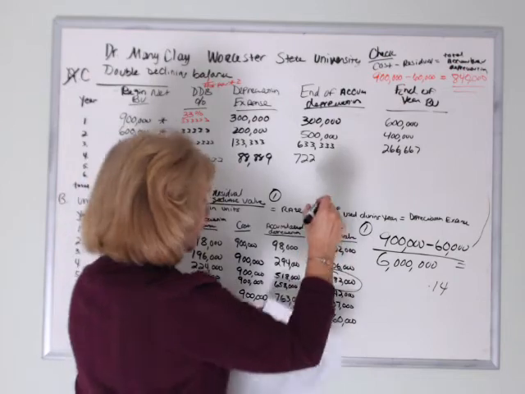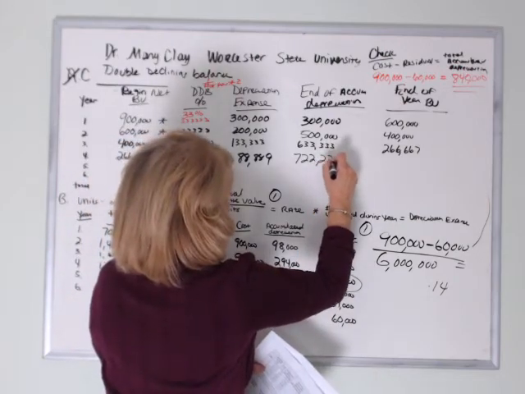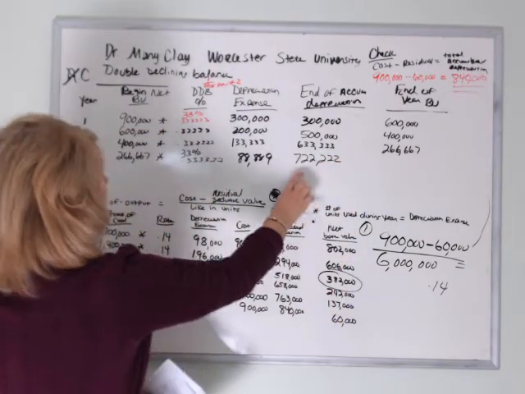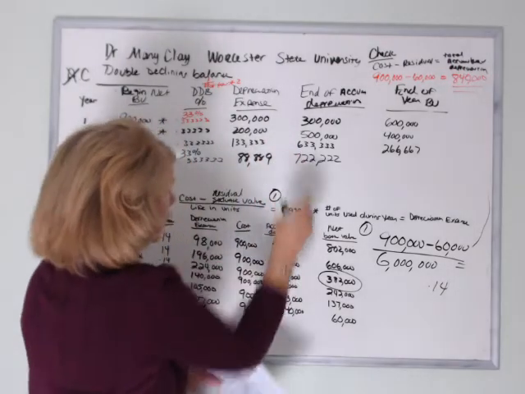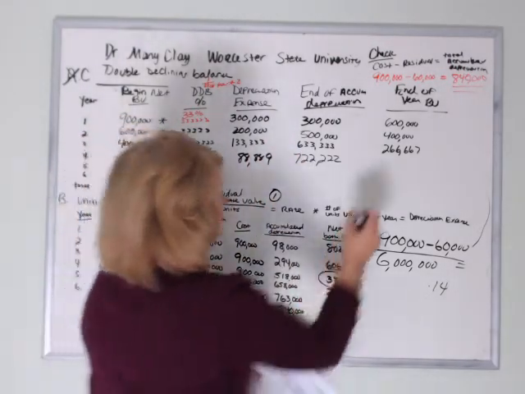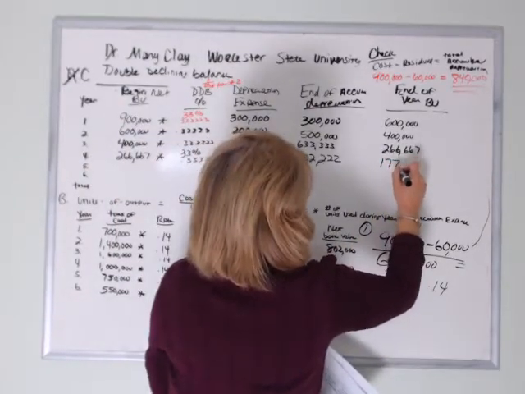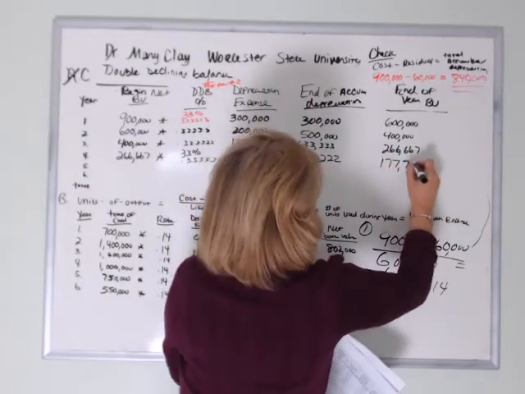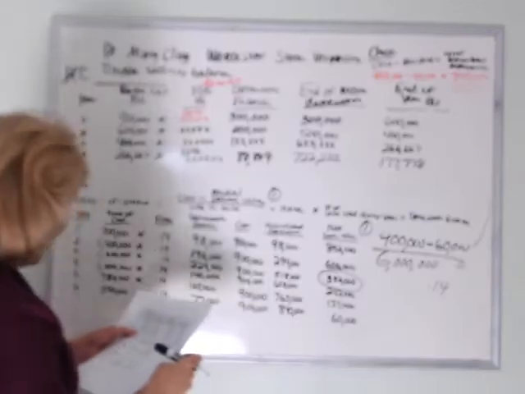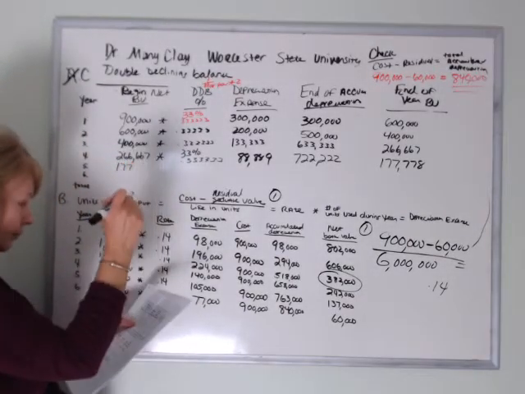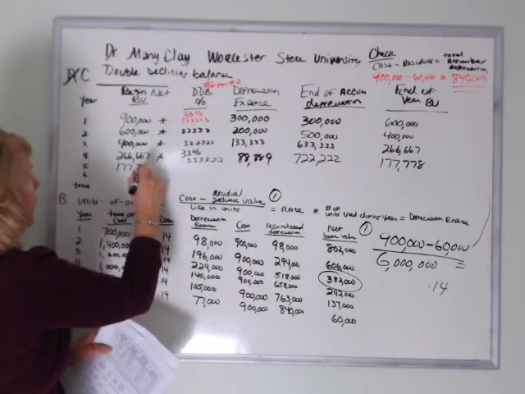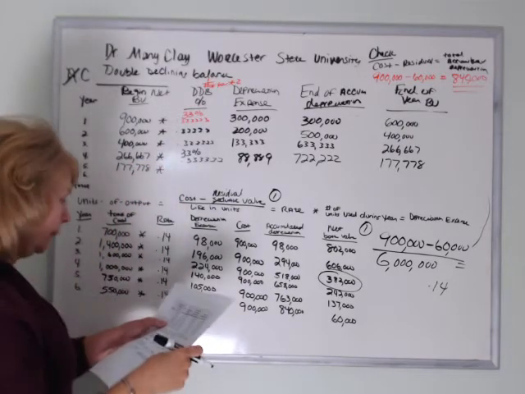Take accumulated depreciation from the year before, plus the depreciation expense for this year, and we've got accumulated depreciation of 722,222. We're going to go all the way back to cost, 900,000, subtract out our accumulated depreciation, and then we get 177,778. We're getting there, everybody. We go to year five, 177,778. We multiply it.